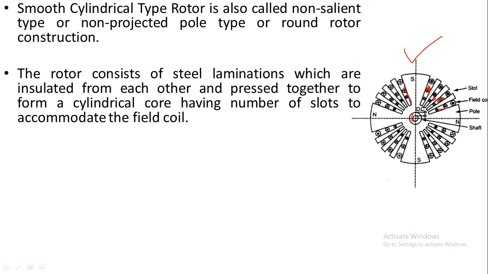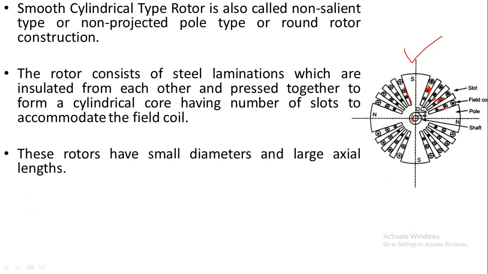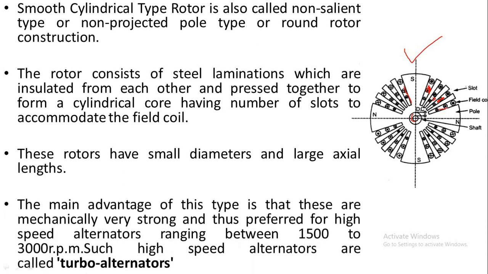These rotors have small diameters and large axial lengths, and the main advantage of this type of rotor is that it is mechanically very strong and thus preferred for high speed alternators that would be in the range of 1500 rpm to 3000 rpm. Such high-speed alternators are called turbo alternators.